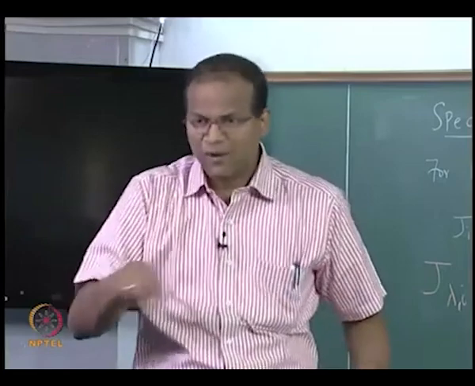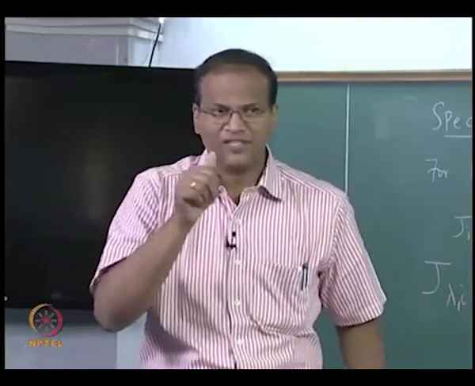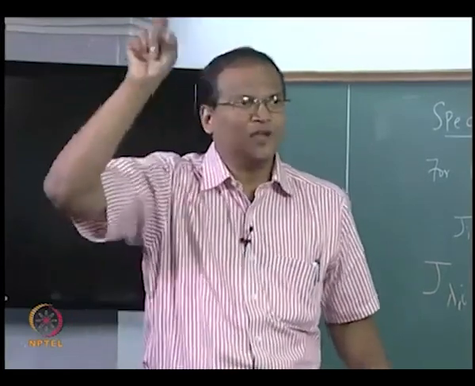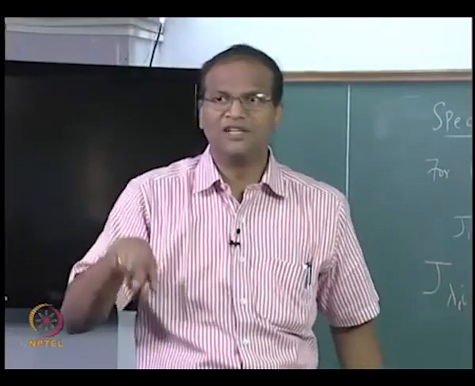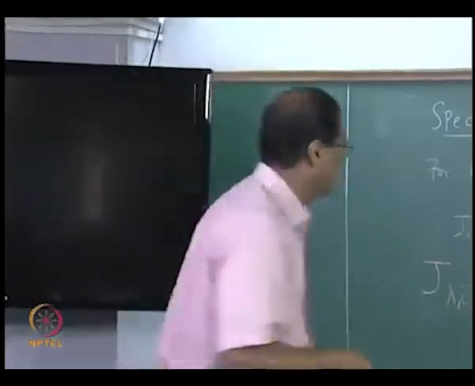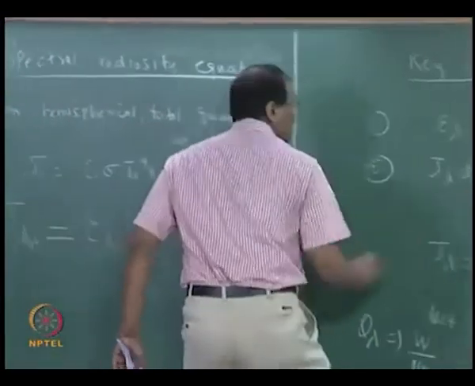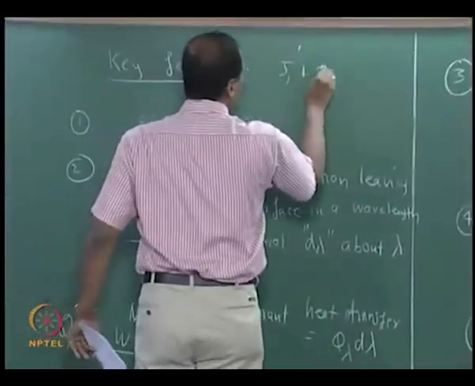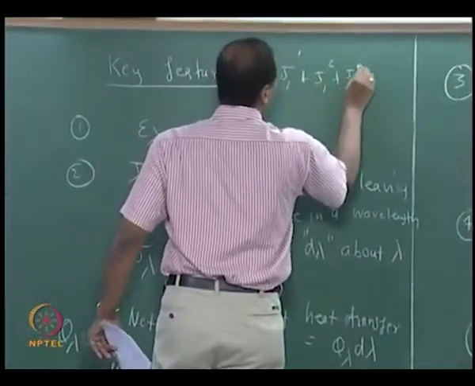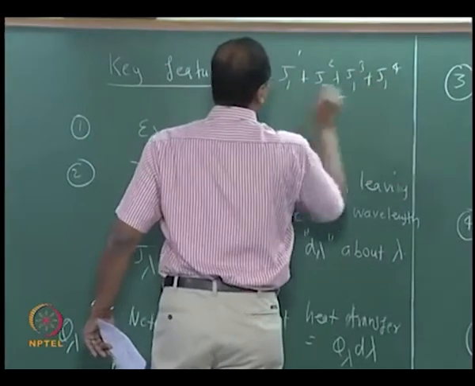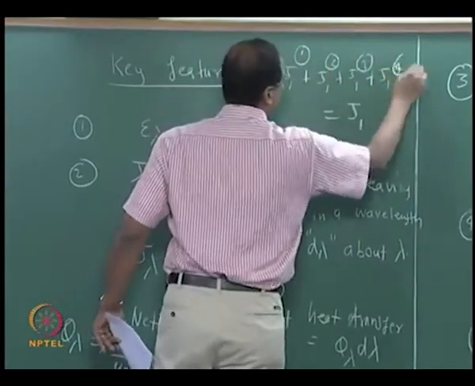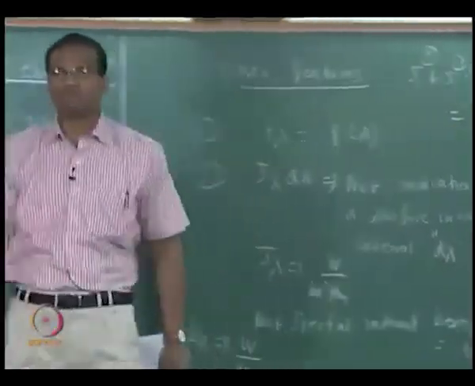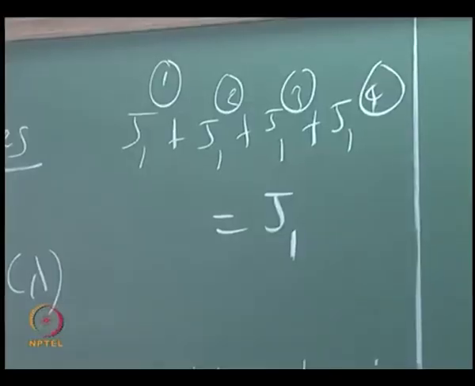So J1 itself, if 1 is the first surface, let us say we can use superscript for wavelength intervals 1, 2, 3, 4. Then you will have J11 plus J12 plus J13. Are you getting the point? All these refer to the wavelength bands. Okay. So now we will write the formulation completely.